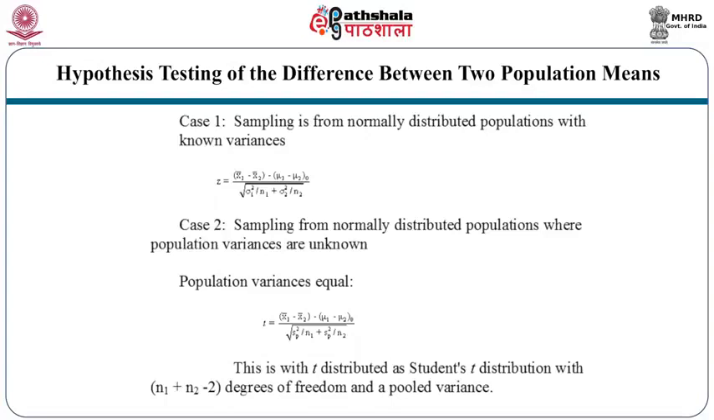All these parameters are simple. x1 bar refers to the mean of sample 1, x2 bar refers to the mean of sample 2, and sigma 1 and sigma 2 refer to the standard deviations of sample 1 and sample 2. If n1 and n2 are sufficiently small, then we have to apply a t test with degrees of freedom n1 plus n2 minus 2.